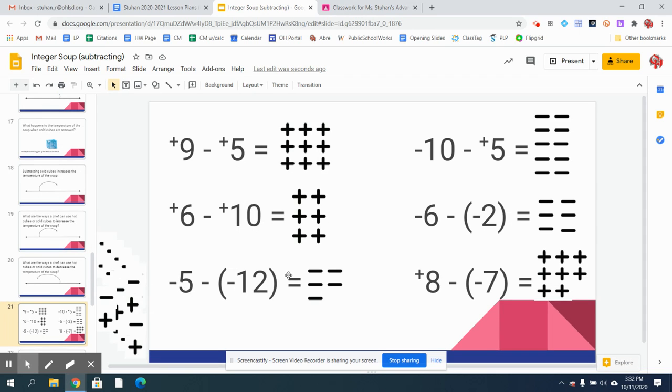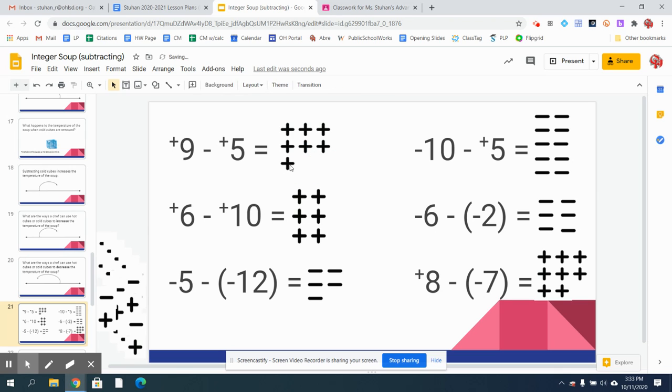So let's take a look at some more practice problems. I've added some counters on here, so you can do this on your packet that you got in class on Friday, so you can follow along. I am going to start out with positive 9. So I've got my 9 plus signs here, and then I'm going to subtract, so I'm going to delete positive 5. I'm just going to take out 5 plus signs, 5 hot cubes.